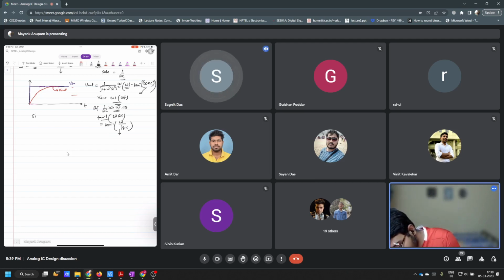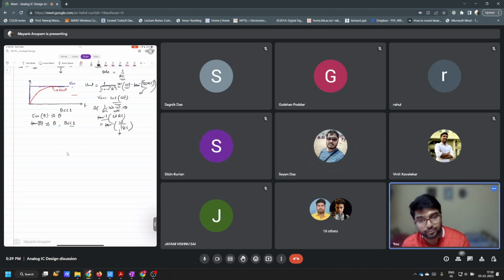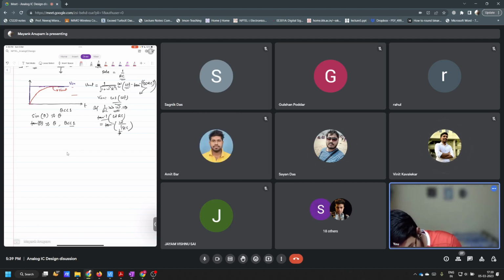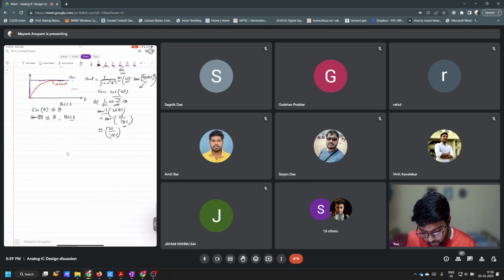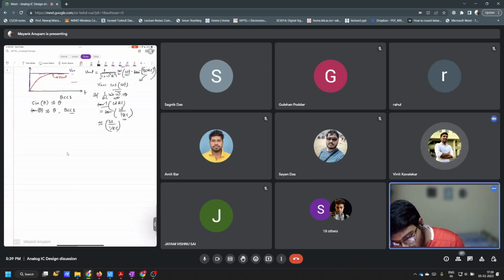So you know that sine of theta is approximately equal to theta if theta is much less than 1. Similarly, tan theta is approximately equal to theta when theta is much less than 1, isn't it? So here also omega divided by 1 over RC is much less than 1, right? So this can be approximately written as omega divided by 1 over RC, isn't it? Correct?